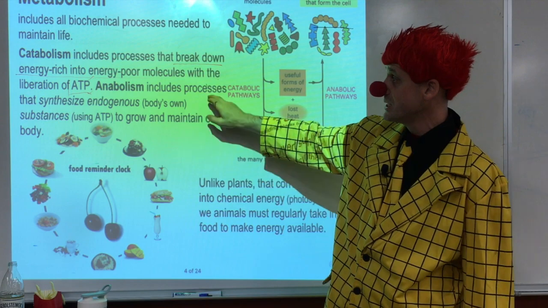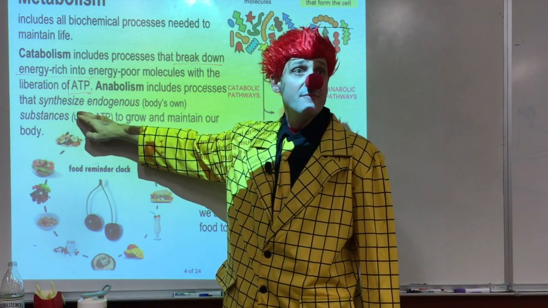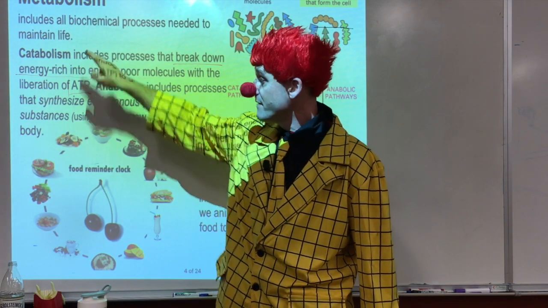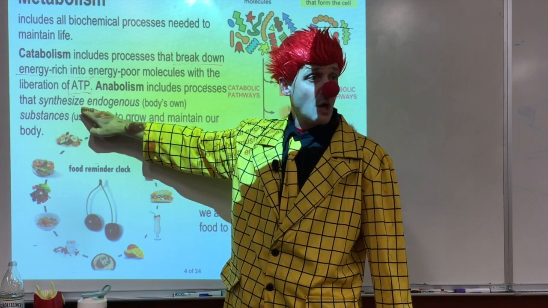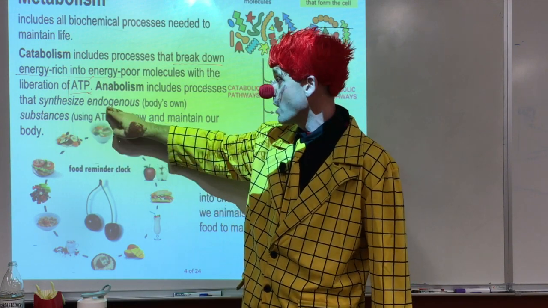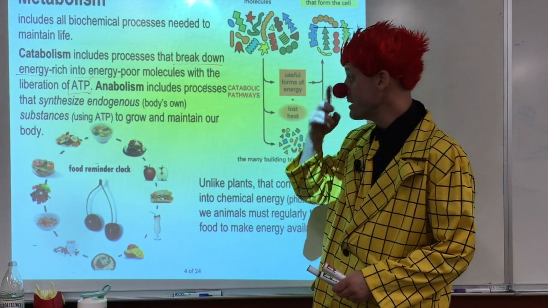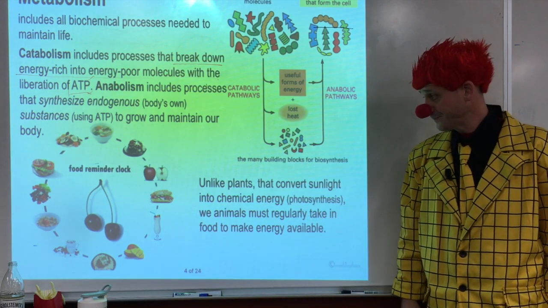Anabolism includes processes that make things, that synthesize things in the body. So when we eat food, we catabolize the food, and then we anabolize when we synthesize endogenous things in the body. Endogenous means the body makes itself, so it makes substances. And we use ATP for that, and we also use ATP, of course, to maintain the body.